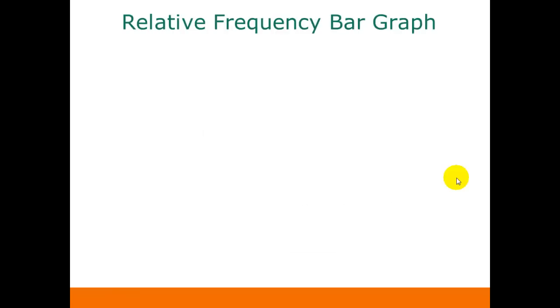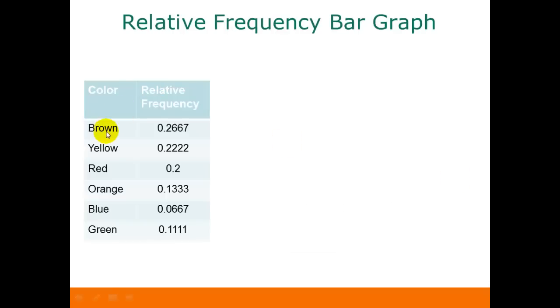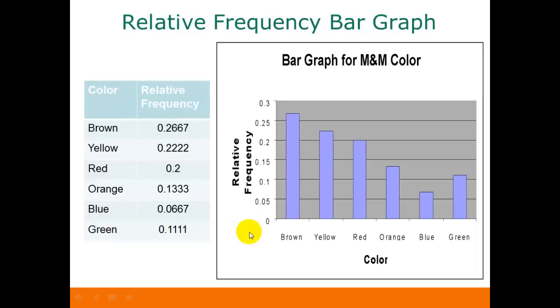Now for our relative frequency bar graph, here are our colors and our relative frequencies. And here's our graph. The only real difference between this and our frequency bar graph is what happens on the vertical axis. Here we have relative frequencies, so we have decimal values instead of the actual frequencies or counts for the categories. So for our red category, we can see that the height of this bar goes up to about 0.2.